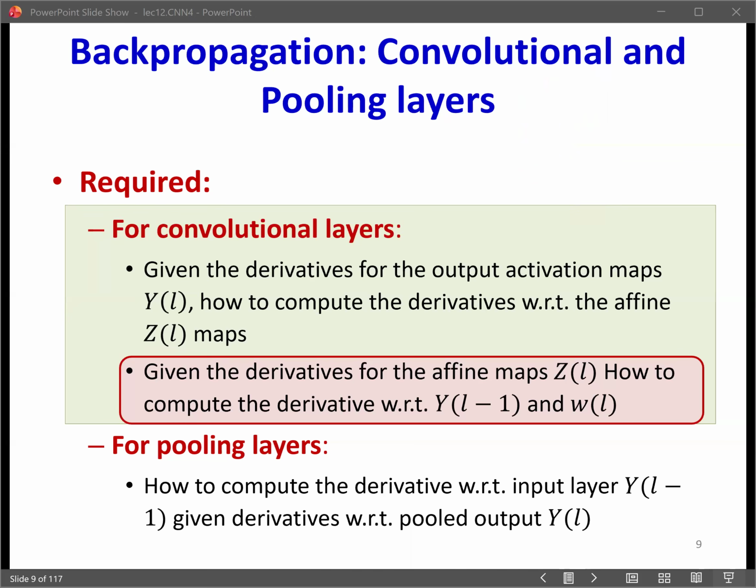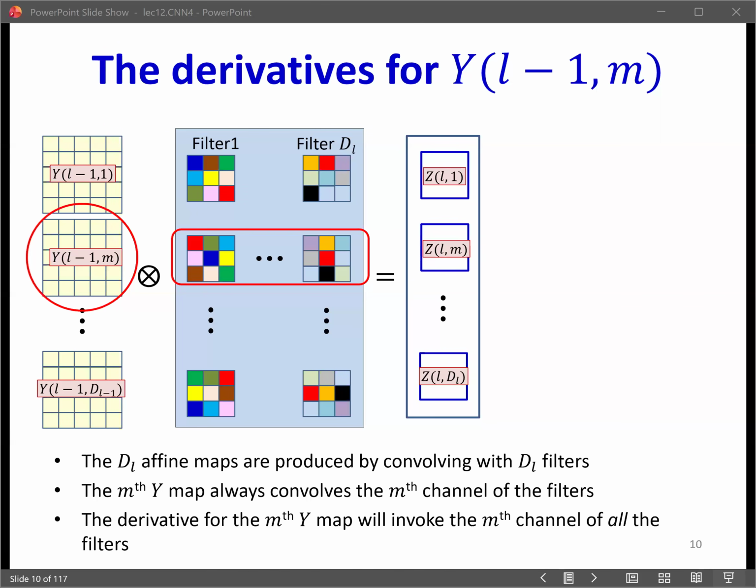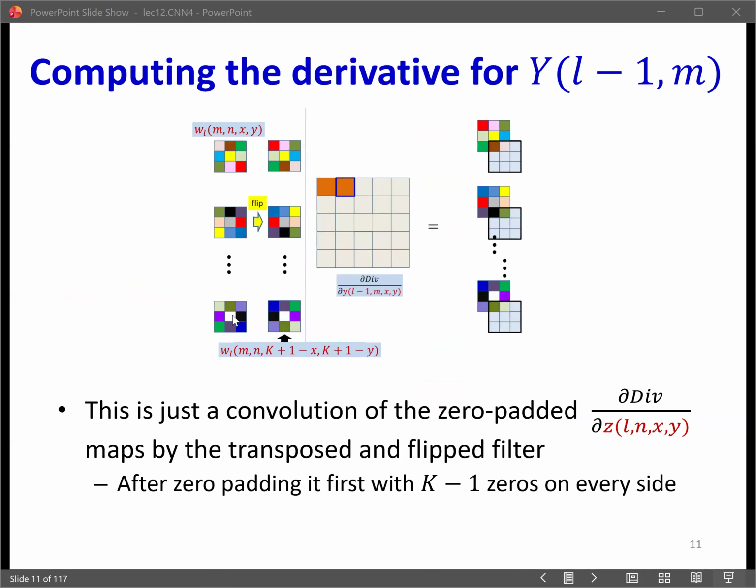You remember? For the filters, convolve the input and dL over dz. Fantastic, right? So that's all we did. If you want the derivatives for the input channels, the derivative for any specific input channel was obtained by pulling out the corresponding channels of all the filters.